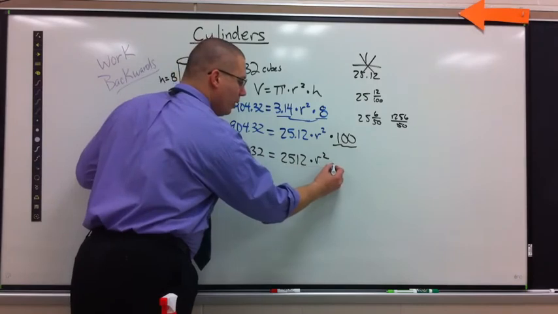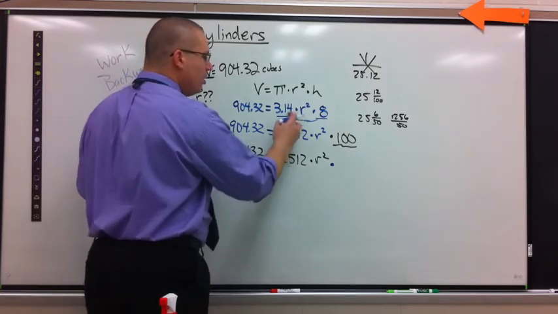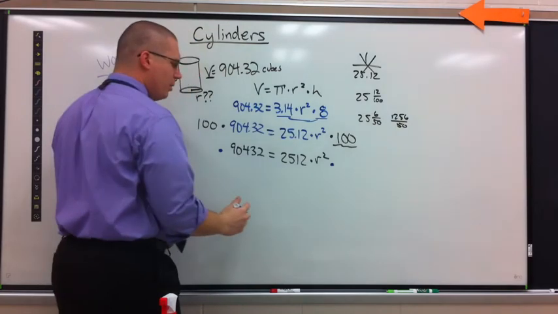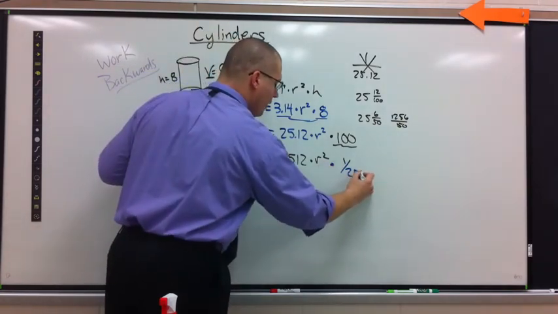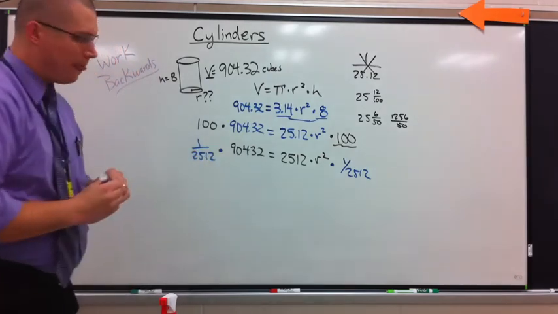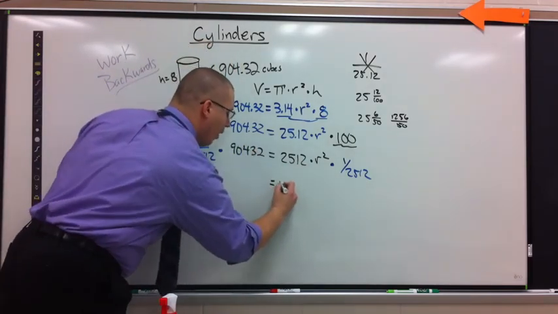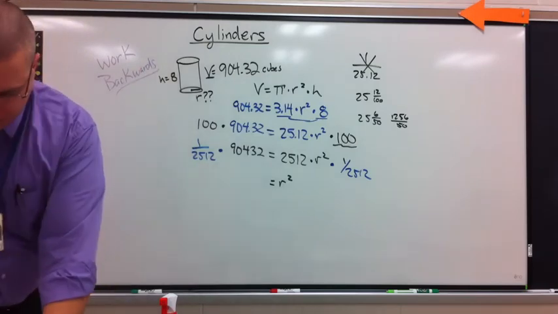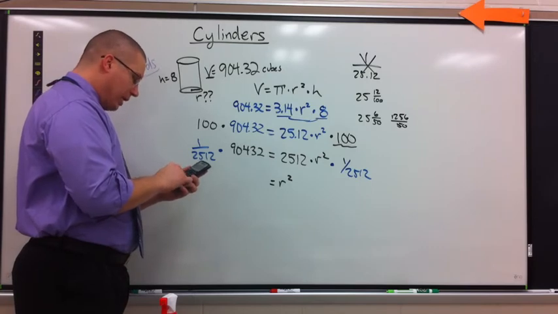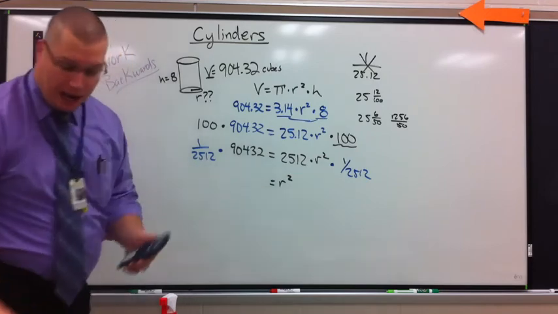Okay, now what is the reciprocal of 2512? That's easier for us to process. And it's a little less complicated than making a mixed number. What is the reciprocal of the mixed number? Times 1 over 2512. The 2512s cancel out. I am left with r to the second, and I got to calculate this side. So 90432 times 1 over 2512 equals, and I end up with 36.